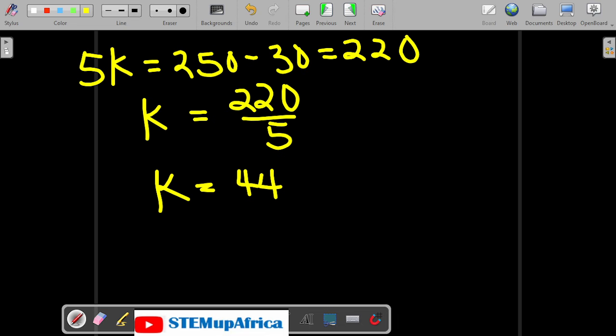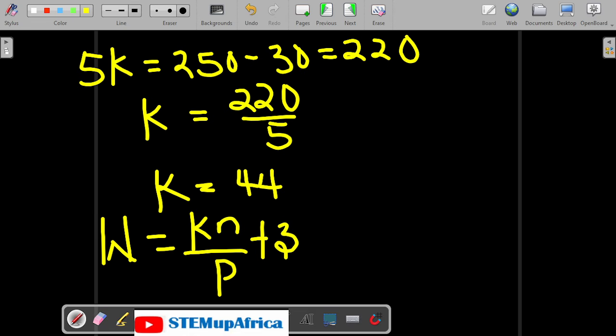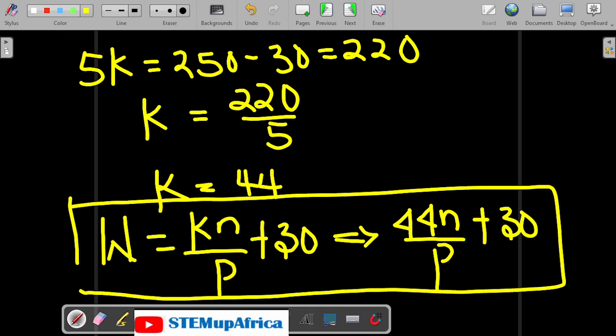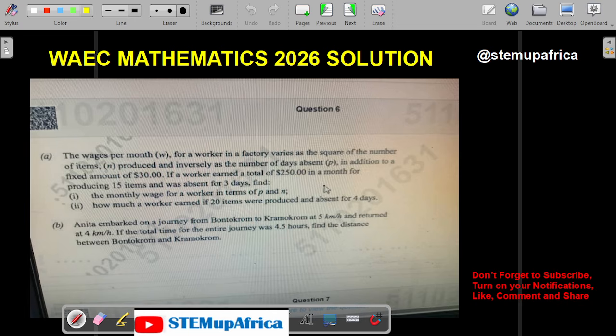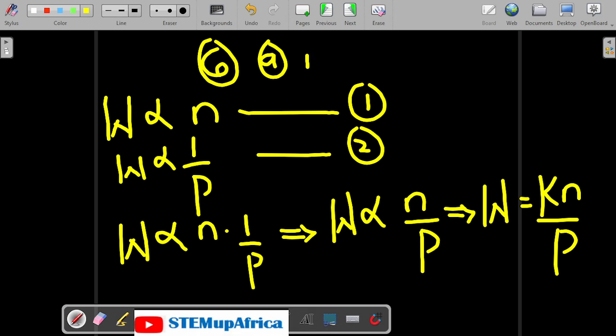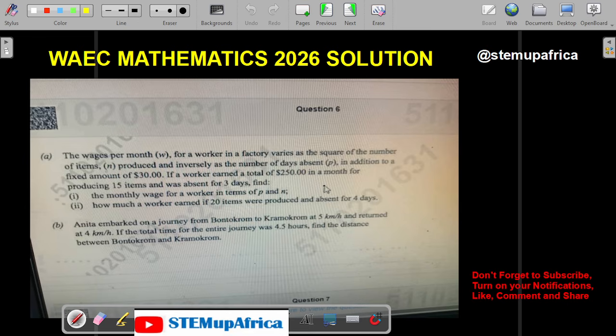We'll recall, what's my W? My W was KN over P plus 30. So when K is 44, this now implies W equals 44N over P plus 30. So this is the relationship for question A. That is the solution to question A, Roman figure 1. We've gotten the relationship already.